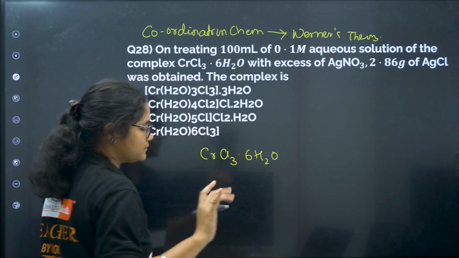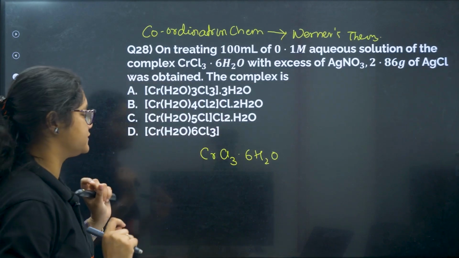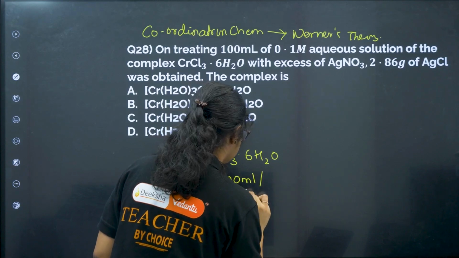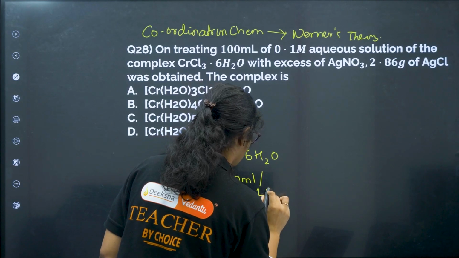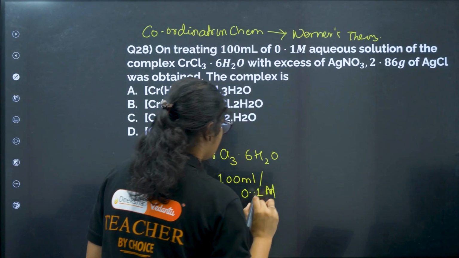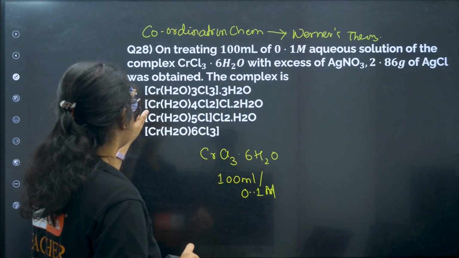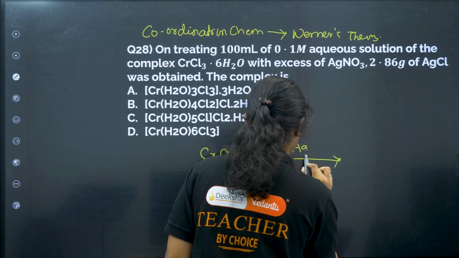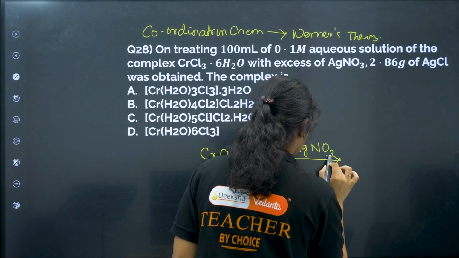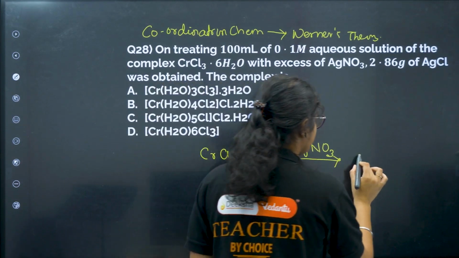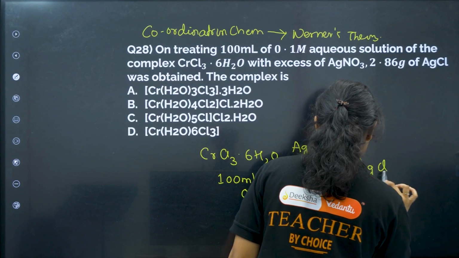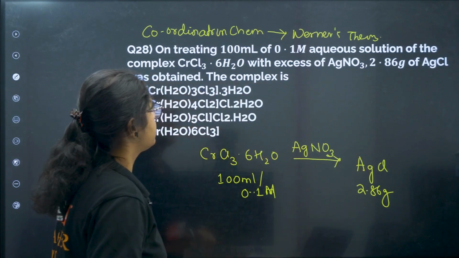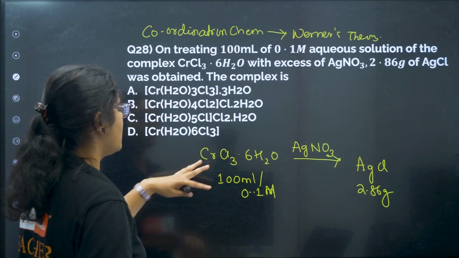We have CrCl3.6H2O. This is a complex, but we currently do not know the formula of this one. How much is given? 100 ml, and 0.1 molar. Now, if this is treated with excess of AgNO3, then what will it produce? AgCl. How much? 2.86 gram. Okay, so now we have to find the formula of the complex.